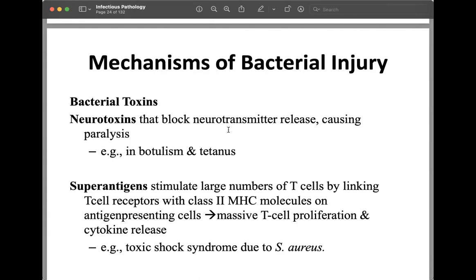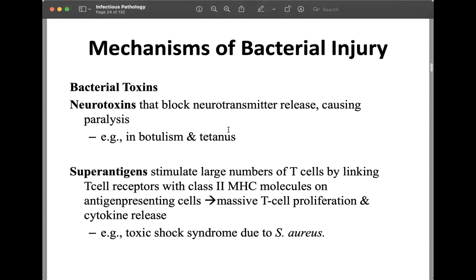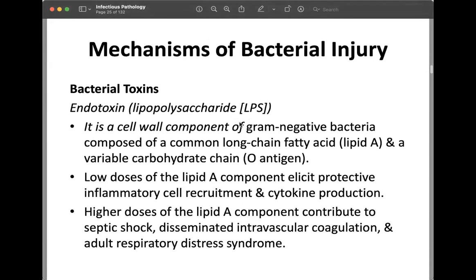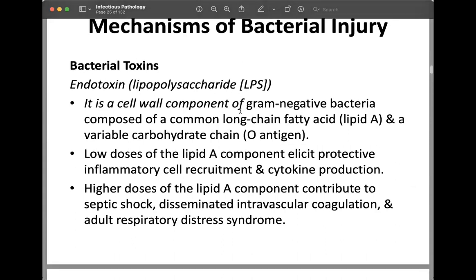Superantigens are proteins on the surface of the bacterial cell that stimulate large numbers of T cells. This causes proliferation of large numbers of T cells and a cytokine storm. So as mentioned, endotoxin is a component of the gram-negative cell wall.